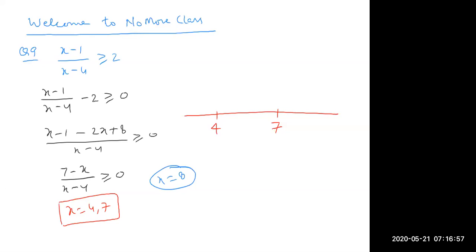So I selected 8. Now put this value here. So you will get 7 minus 8 upon 8 minus 4. So this is minus 1 upon 4, which is negative, less than 0. That means the sign scheme here will be negative. After that, alternate, it will be positive. Here it will be negative. So this will be my sign scheme, Weber method.